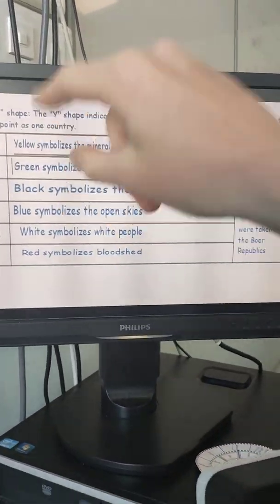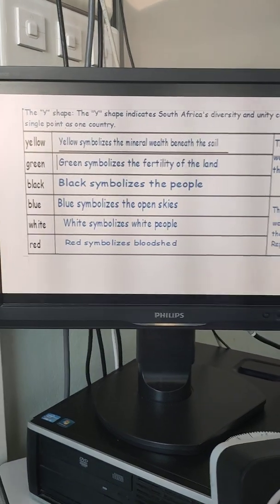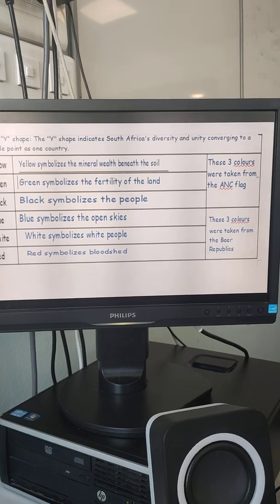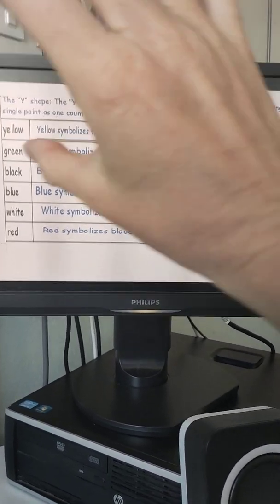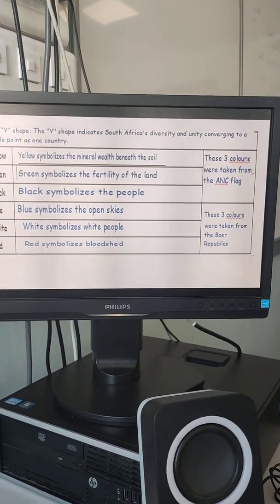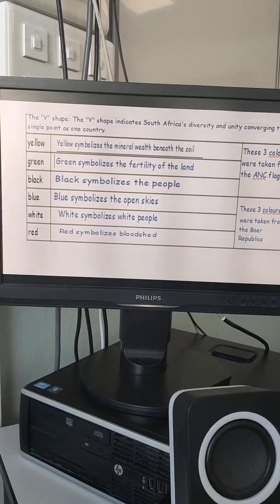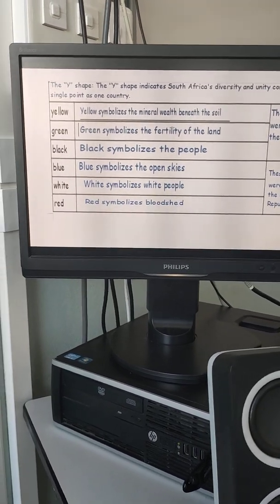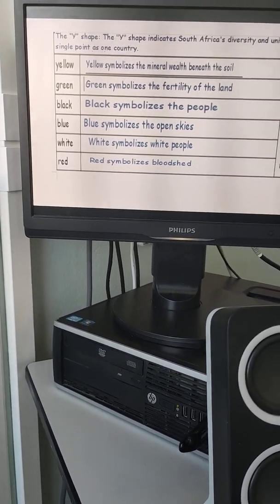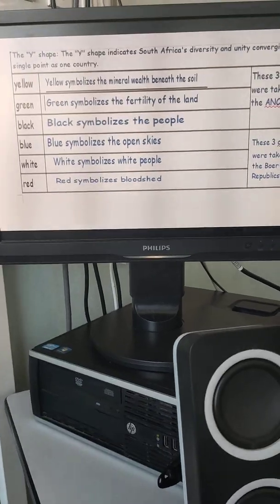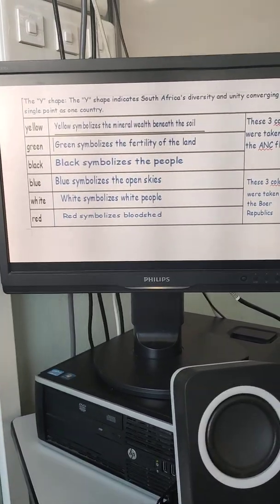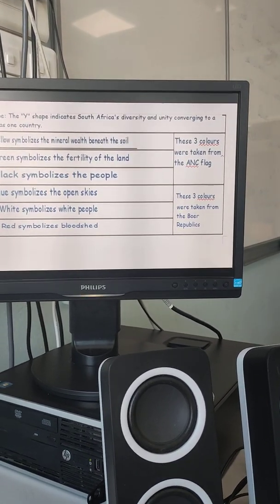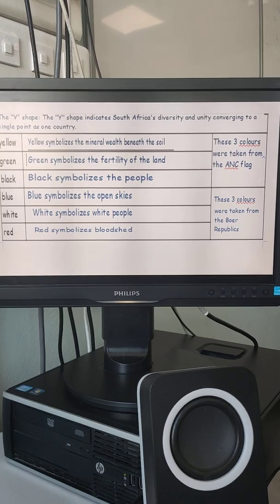So the Y shape shows diversity. Each colour and each shape symbolises something. So the Y symbolises diversity, yellow, natural wealth, like minerals, soil, la terre, green, fertility, and black, the people. These 3 colours were taken from the African National Congress's flag.